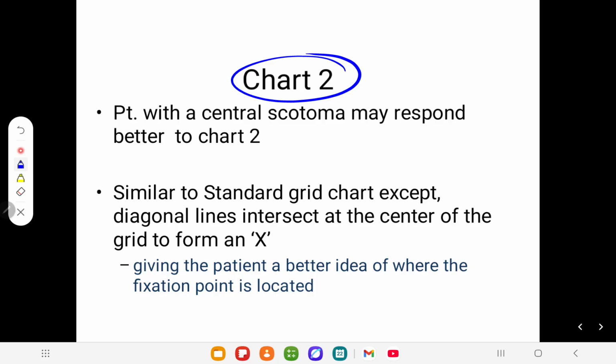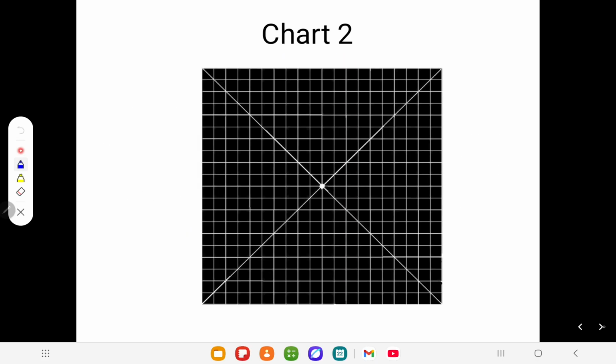Whenever you see another chart like chart 2, chart 3, chart 4, chart 5, always try to contrast with chart 1 and the others as I presented. Okay. So, a patient with the central scotoma may respond better with chart 2. Why? It is similar to the standard grid chart, except only one thing is added in chart 2, that's a diagonal line intersecting the central area of the grid to form an X.